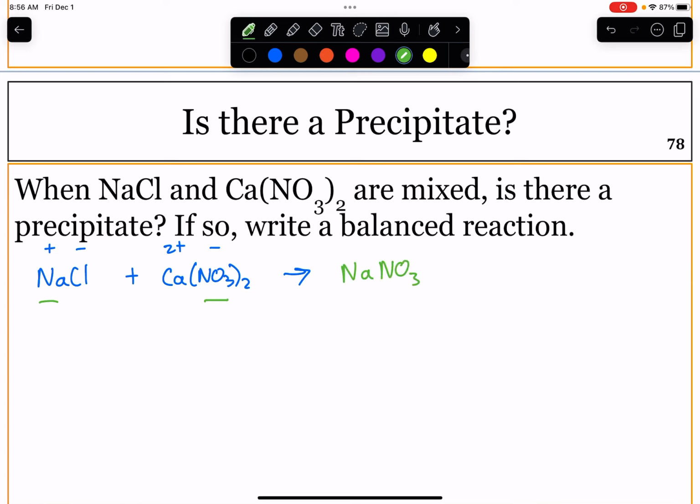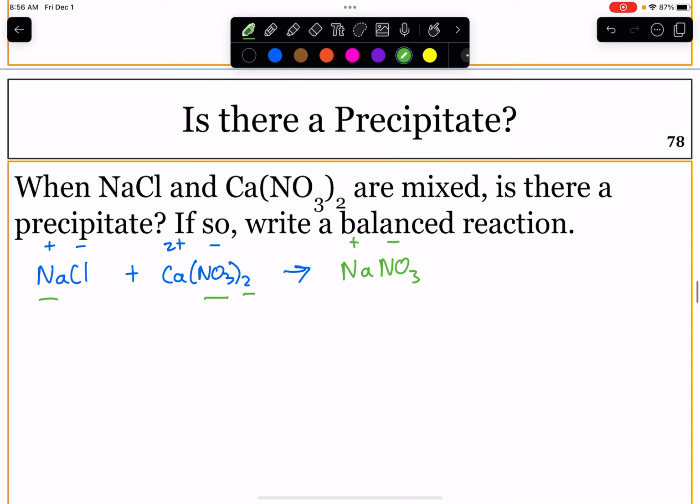Let's relook at our charges. Sodium is a +1, nitrate is a -1. So we just need one of each here, one sodium and one nitrate. Don't worry about the fact that we had 2 nitrates on the left-hand side. We'll resolve that when we balance the whole reaction.